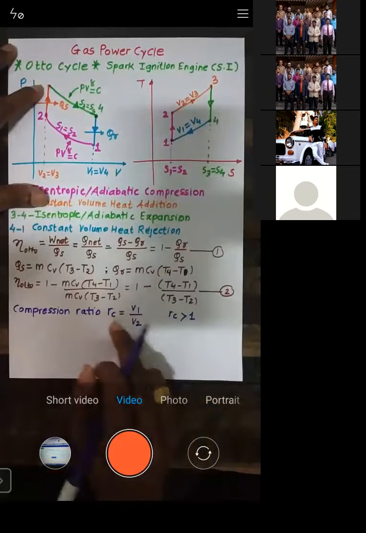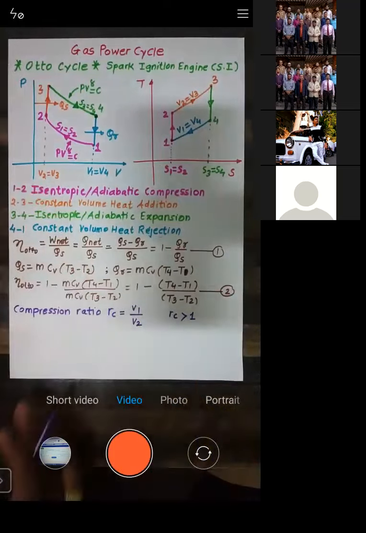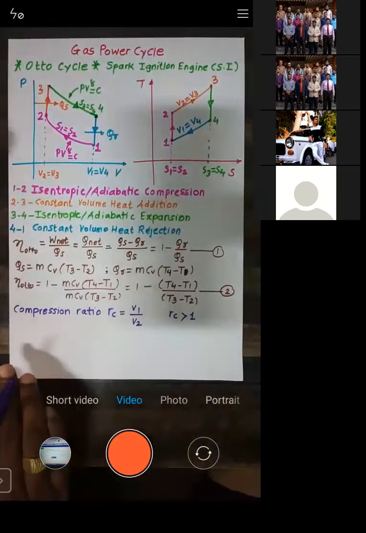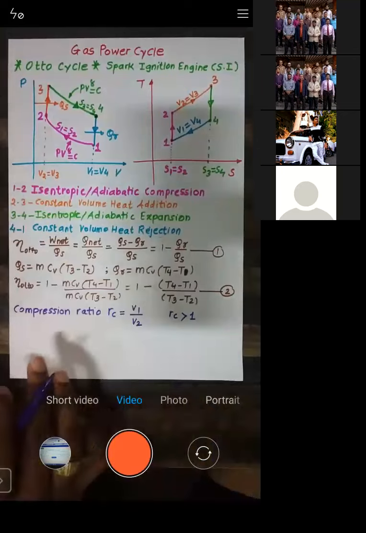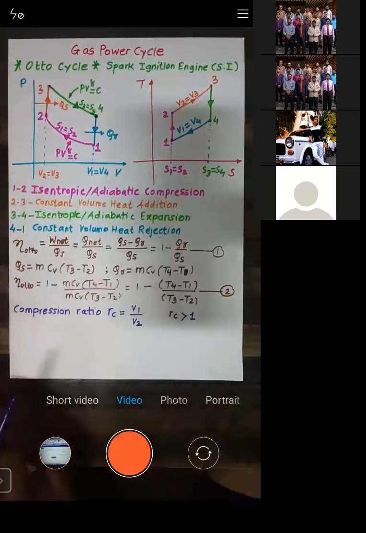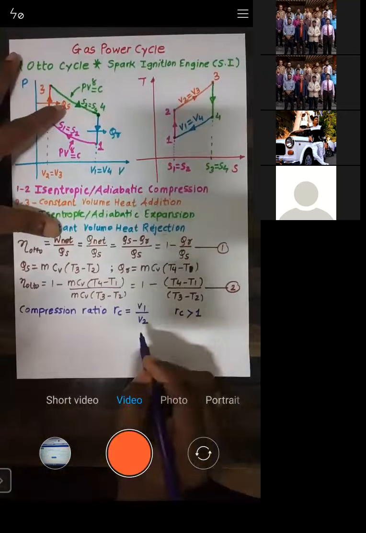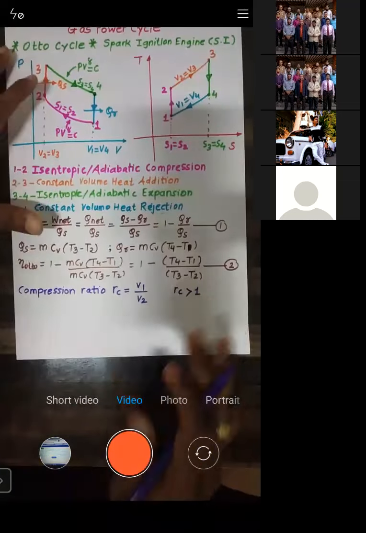That's why RC will always be greater than 1. This is a simple concept called compression ratio. It's the ratio of the volume before the compression to the volume after the compression, so it's V1 by V2.